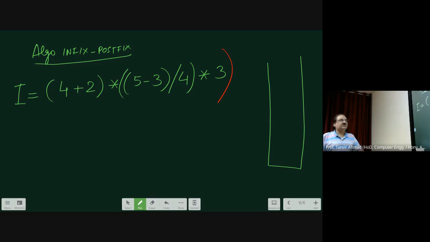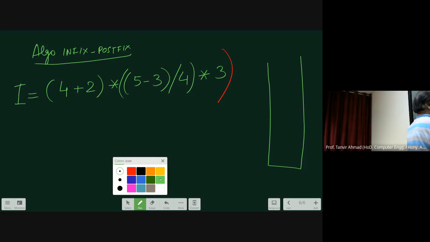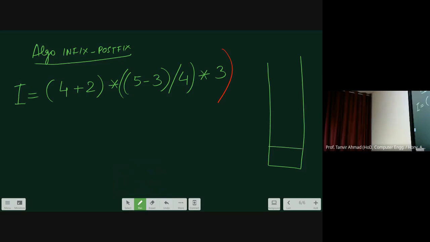That I just put an extra bracket from my side. In the infix expression, I put an extra bracket. And in that case, what I am going to do is add a left bracket in the stack. Now, I will be using the stack like this. I'll put an extra bracket over.